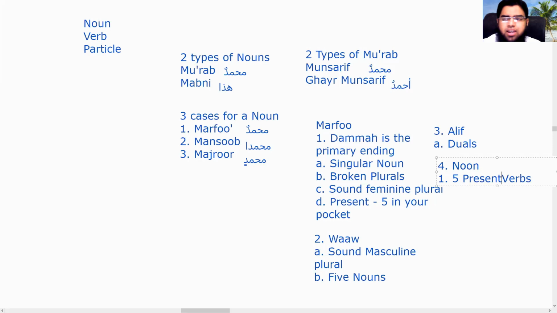So this is basic. Remember, there are four ways to identify a noun being marfu. One is asli, the other is far'i, that is secondary endings. Dhamma is the asli, and waw, alif and noon are the far'i. This is how you identify a noun being marfu. All these things he will bring in the lesson, inshallah, separately.